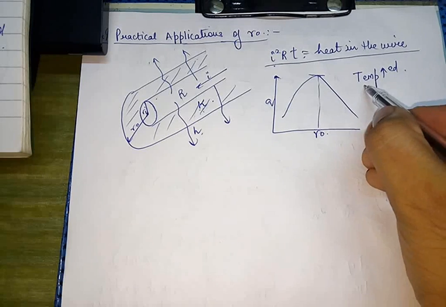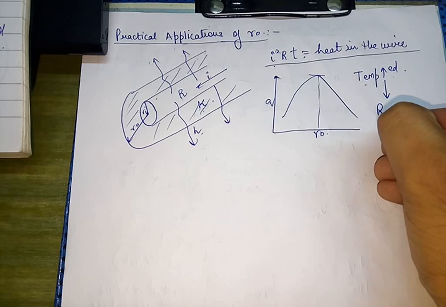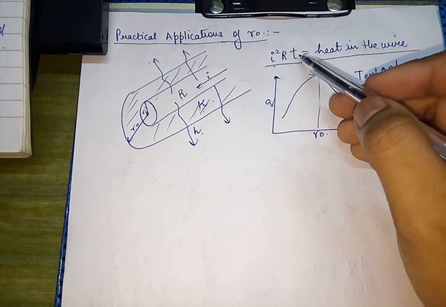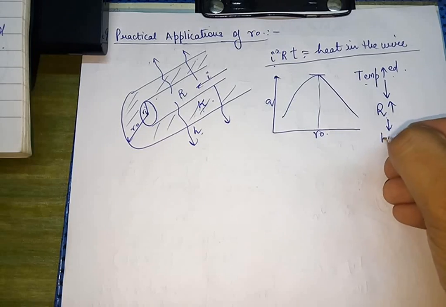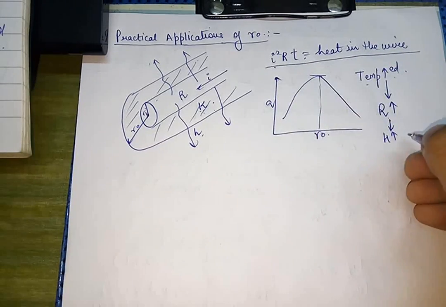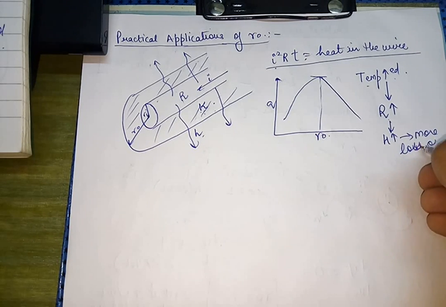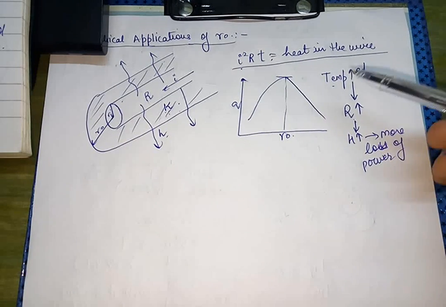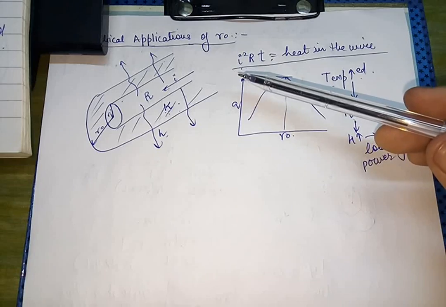One very important observation in this phenomenon: if the temperature of the wire is increased, then the resistance will also increase. And when the resistance increases, according to this formula, heat generation in the wire will be increased. And when the heat is increased, there will be more loss of power. So the temperature in the wire should not reach beyond a certain value, because it may even lead to the melting or burning of the wire.